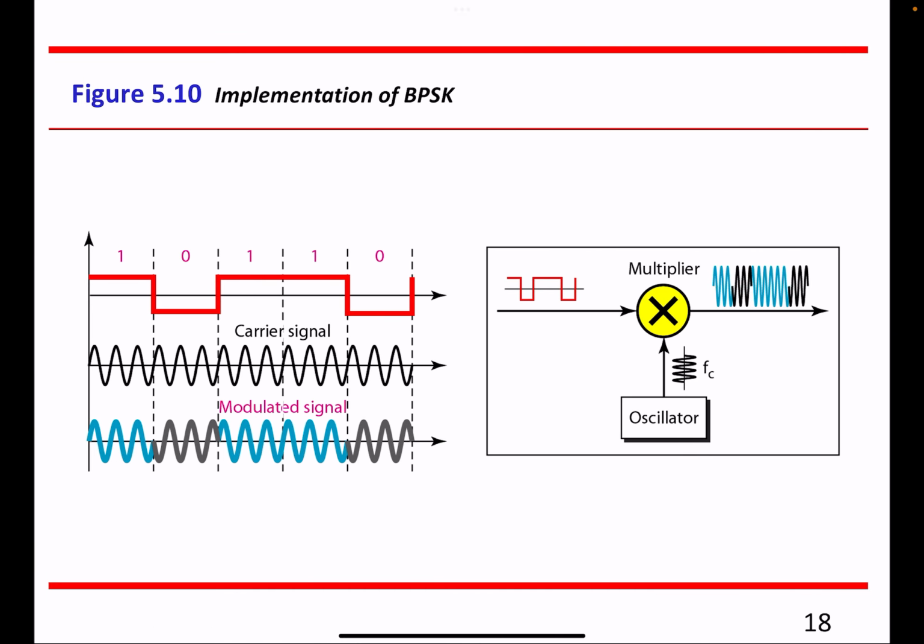Here is another example of binary phase shift keying, as it is our carrier frequency, and based on ones or zeros we have changed the phase of this signal.